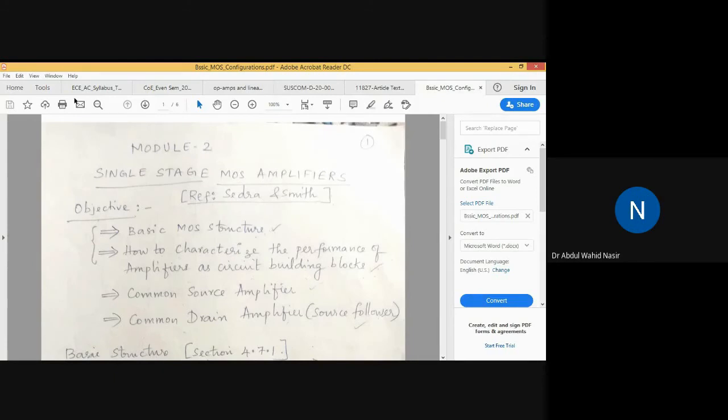Clear? So till now, we have completed module 1, module 4, and module 5. So out of 5 modules, we have completed 3 modules. Now today we are going to start module 2.